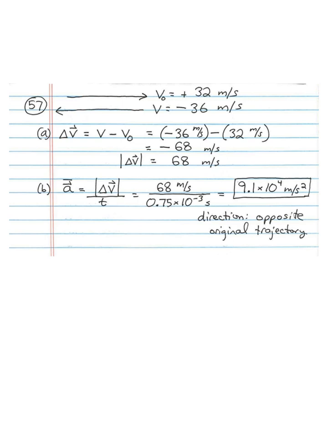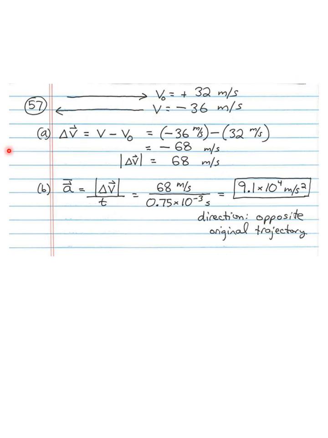The picture is important here because it's not just simply a matter of saying that it went from 32 to 36 meters per second, because that would be only a change of 4 meters per second. Rather, it went 32 meters per second in one direction, and then it got stopped, turned around, and went 36 meters per second in the other direction. So it actually changed by 68 meters per second.